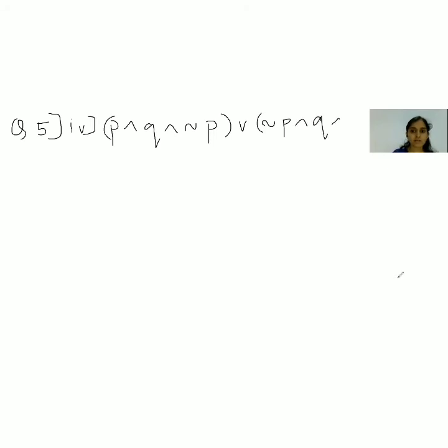Okay, so let us go to question 5, the last one, that is the fourth one. So the question is (P and Q and negation P), or (negation P and Q and R), or there is a third bracket, what is that? P and negation Q and R.